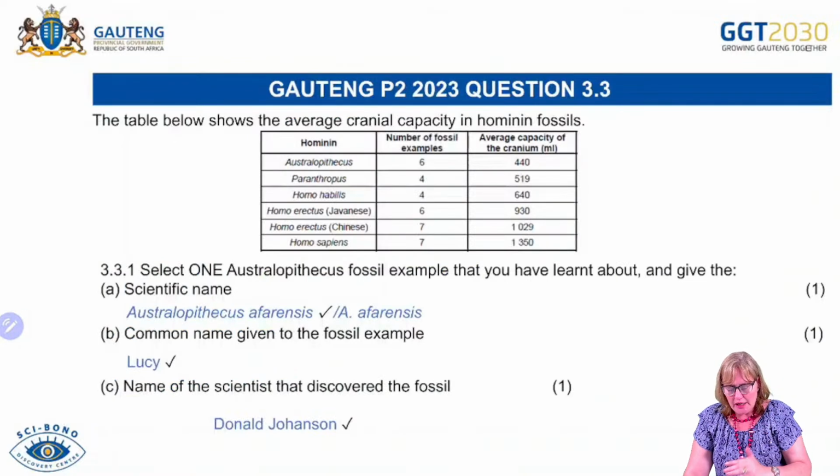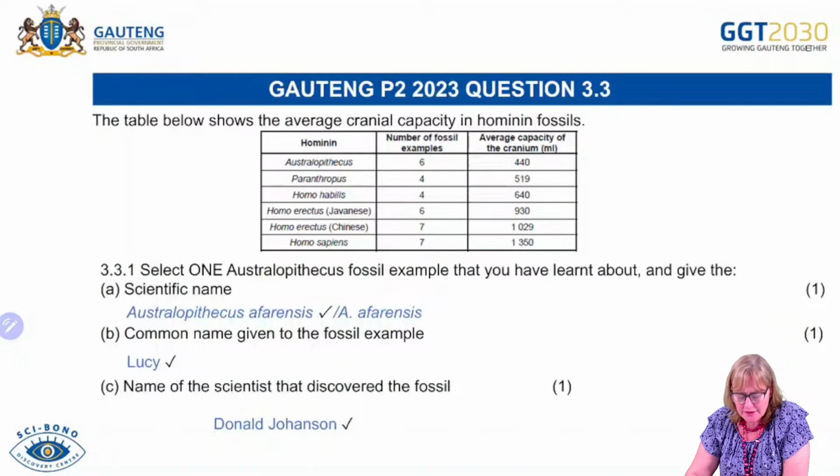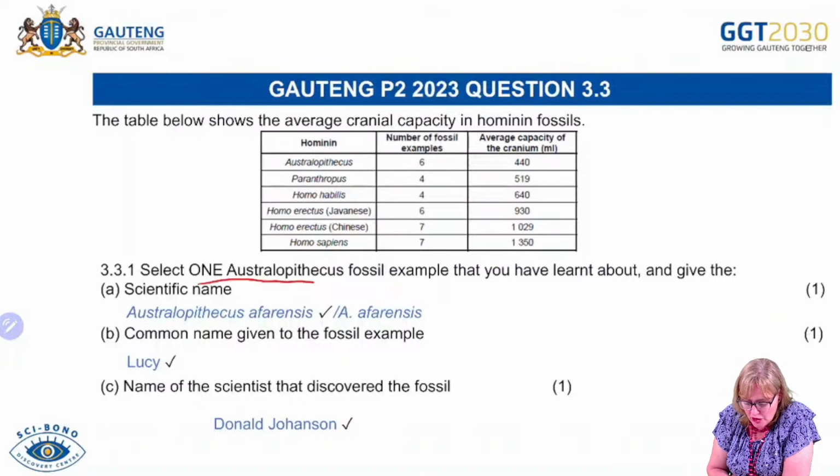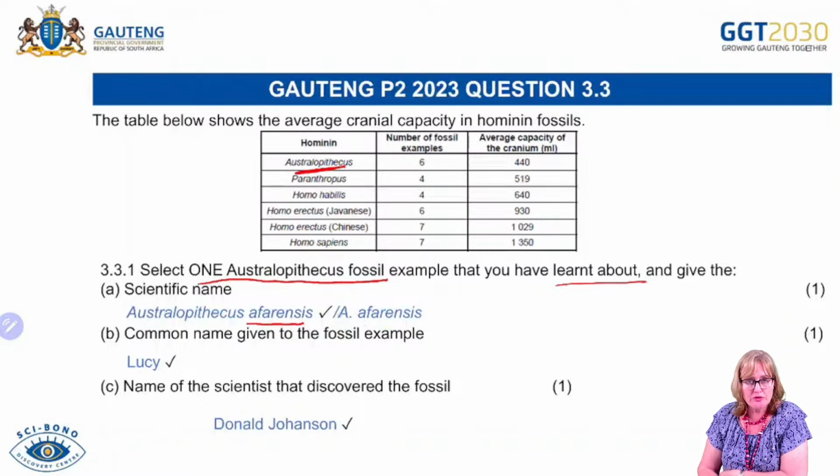Right. Now, this question was asked, and this was just testing, did you study this? So the ones who did not study this, who didn't know your fossils, you couldn't answer this so well. Well, there were many answers you could give, because they were asking, select one Australopithecus fossil. Remember, there's many that you have learned about. You're supposed to know about Afarensis. You could have chosen this one.